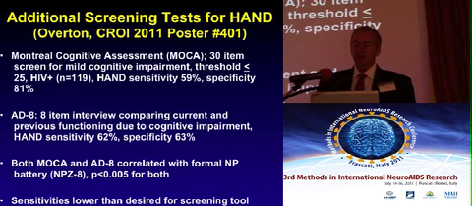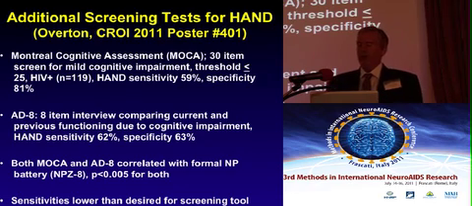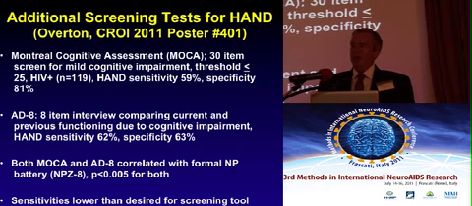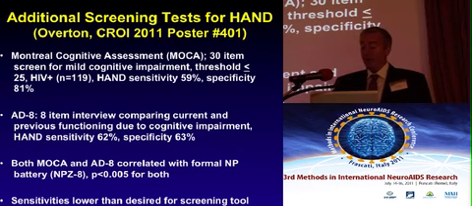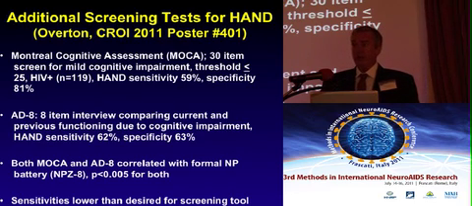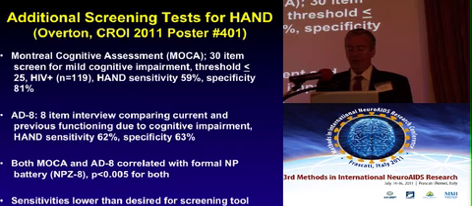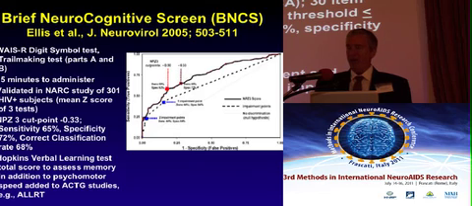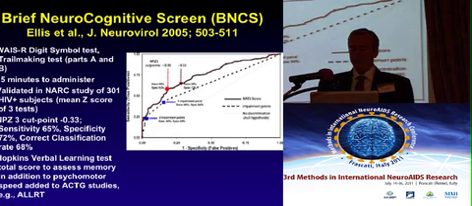The 88, which is an 8-item interview comparing current and previous functioning due to cognitive impairment, again had a sensitivity of 62% and a specificity of 63%. So both the MoCA and the 88 did correlate with formal neuropsychological testing as measured by the NPZ-8. However, the sensitivities were lower than desired for a screening tool where you want to potentially identify anyone at risk for having the clinical syndrome.